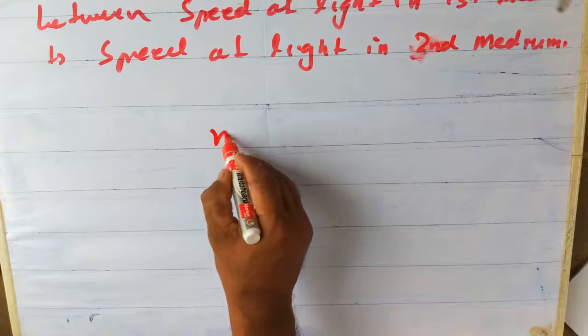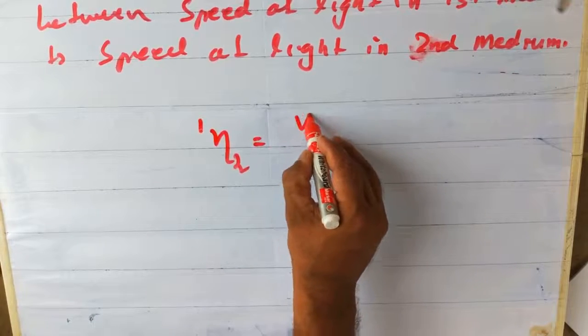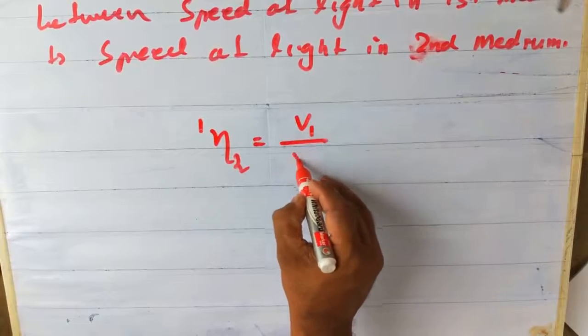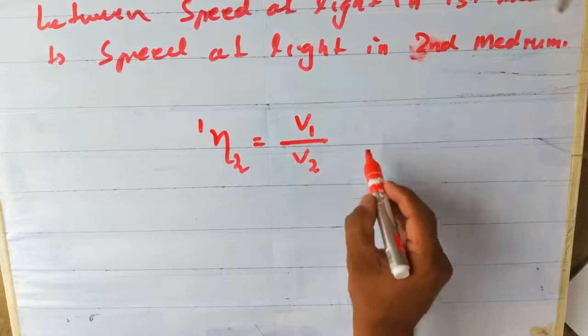So the refractive index of the second medium with respect to the first is the velocity of light, or speed of light, in the first medium divided by the speed of light in the second. That is also a definition. This is a relative refractive index.